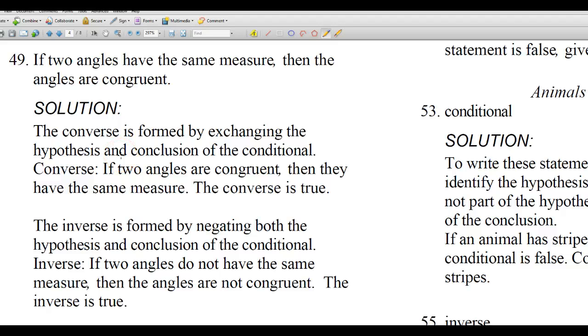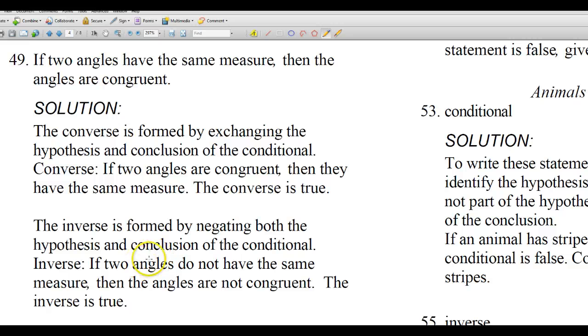Number 49, if two angles have the same measure, then the angles are congruent. So the converse, we want to switch the hypothesis and conclusion around. If two angles are congruent, then they have the same measure, and that is true. By definition, congruent angles have the same measure, and if two angles have the same measure, then they are congruent. So it's biconditional.